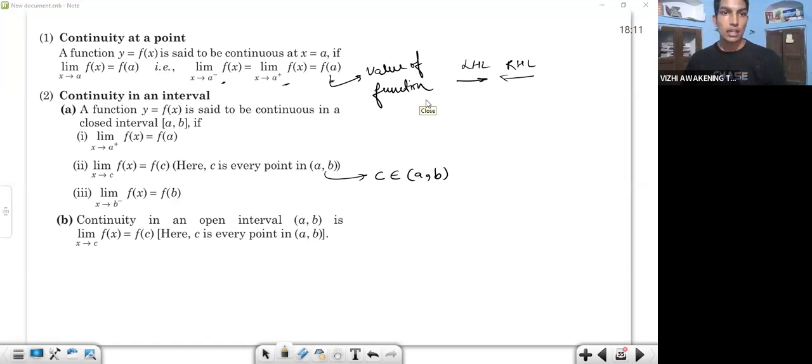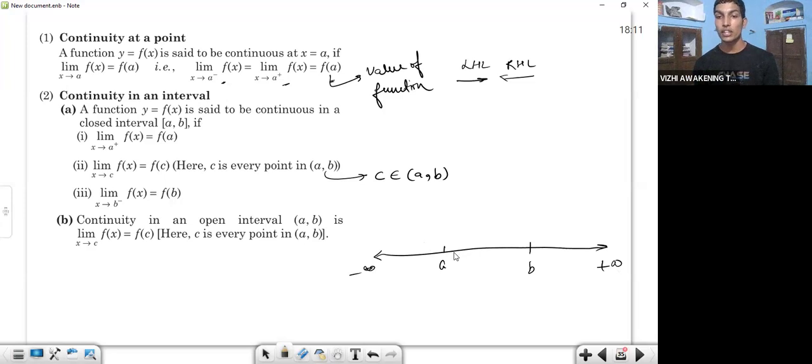Okay, moving on, let us discuss the continuity of a function in an interval. A function is said to be continuous in a closed interval. First of all, let me define what intervals are. An interval is like a period of points on a number line. We can consider this on a number line from minus infinity to plus infinity. There are two points, say A and B.